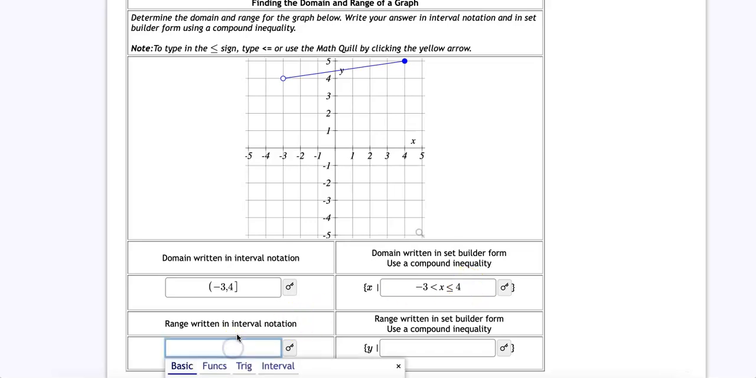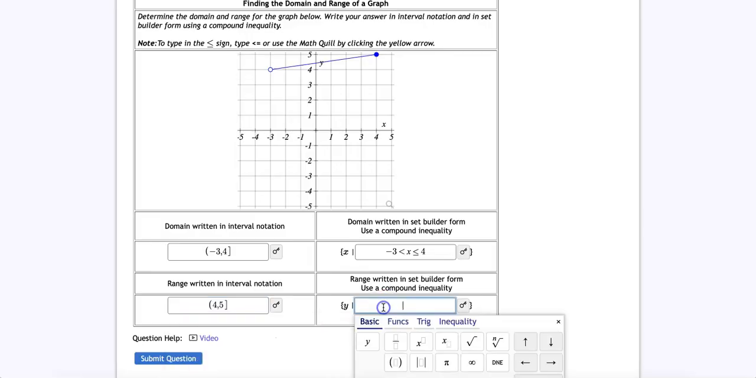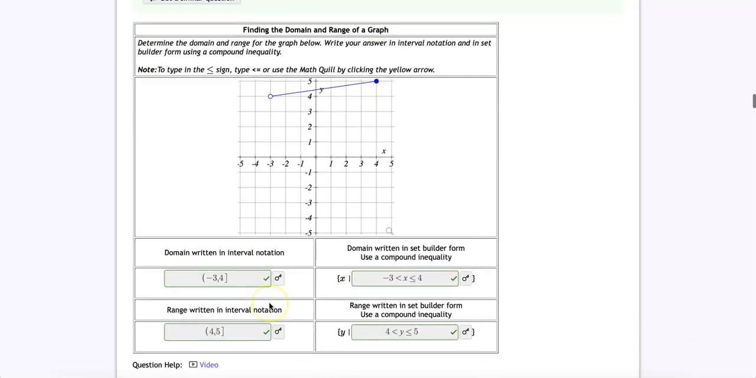For the range, we're going from 4 to 5. You can see it right here. We're starting at 4, going up to 5, not including 4, but including 5 because of the solid dot. And so we would represent this one going from 4 to 5. And notice I don't use an x here, I'm using a y here, because we're looking at range. Okay.